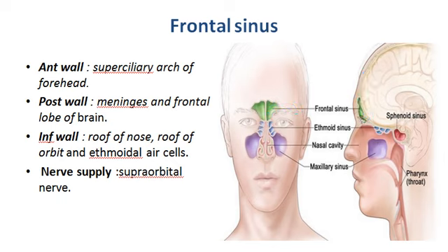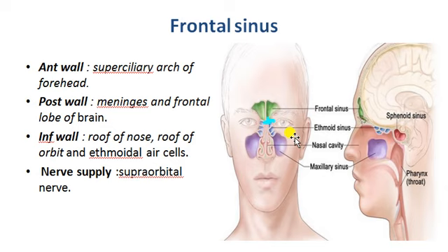Now the inferior portion. Here we can see the root of the nose, the ethmoid air cells and the roof of the orbit. So we have three structures. These are the relations of the frontal sinus.